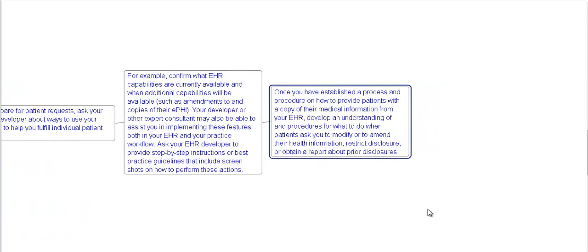Once you have established a process and procedure on how to provide patients with a copy of their medical information from your EHR, develop an understanding of and procedure for what to do when a patient asks you to modify or amend their health information, restrict disclosure, or obtain a report about prior disclosure.